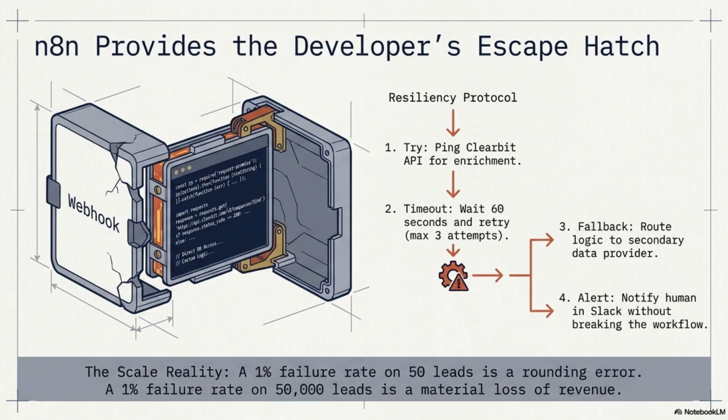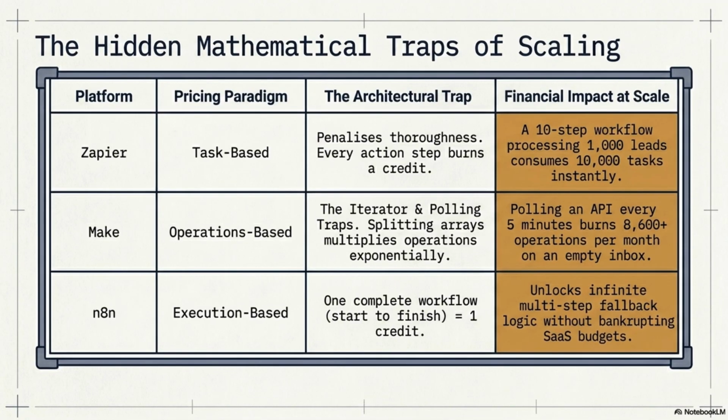Absolutely. And that scale, moving from 10 executions a day to 10,000, brings us to the mathematical traps hidden in the pricing models of these platforms. Yes, the pricing traps are huge. Because the computational cost of how these systems handle branching logic translates directly to your monthly invoice. Right. The pricing paradigms dictate your system architecture just as much as the technical features do.